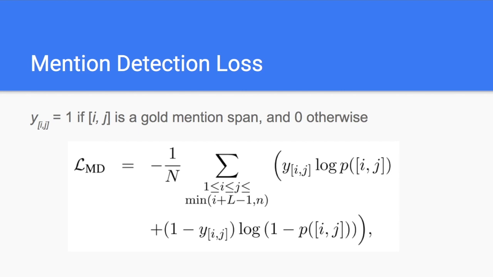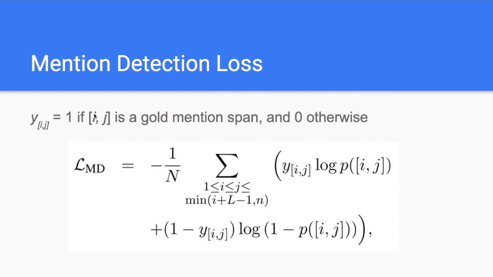Firstly, we need to have the mention detection loss. There are two steps: mention detection and entity disambiguation. For mention detection, we need to write a loss function. The loss function is pretty simple. We have the golden mention, which is the positive example.